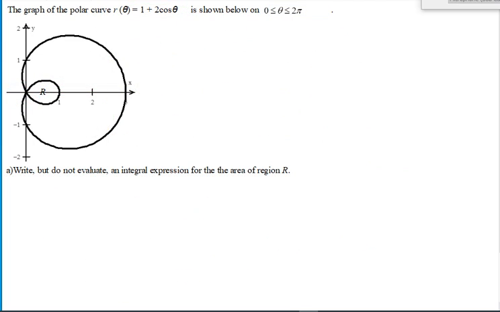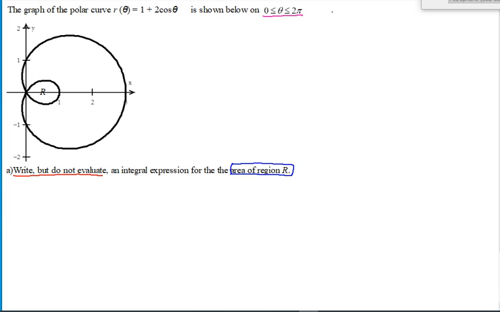Okay, let's take a look at another one. This one says we've got the graph of a polar curve here, which creates this shape right here. R of theta, notice it's written in function notation this time, equals 1 plus 2 cosine of theta. And again, the interval, it's not always going to be this, but it happens to be 0 to 2 pi again. And again, we're just asked to write, but not evaluate, an integral expression for the area of region R. So notice region R is just this little loop right here. That's what we're trying to find the area of. What's the area of that little loop?